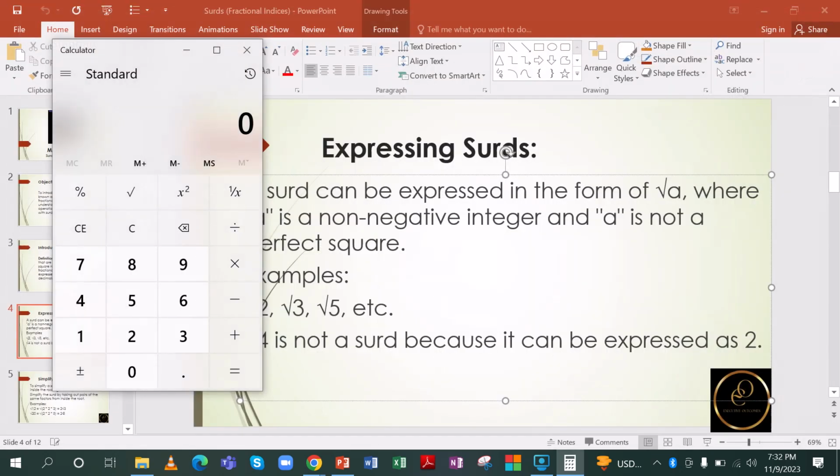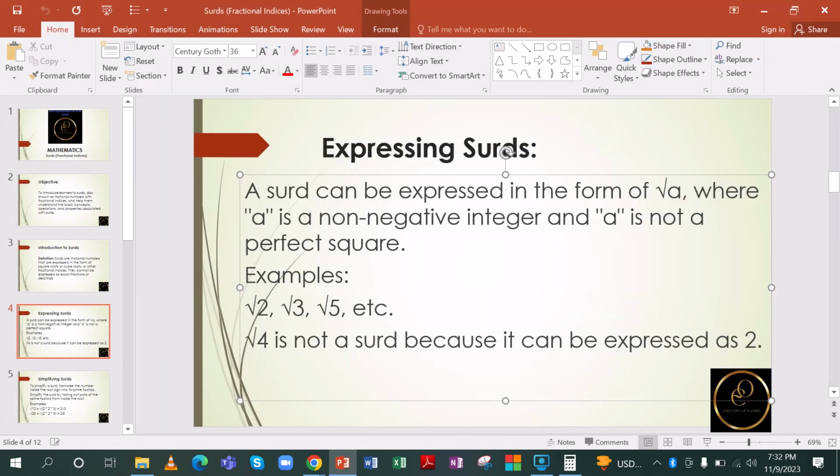Are we together? Okay. In this particular case, the square root of 4 is 2. This is a perfect square. But the square root of 2 is not a perfect square. The square root of 3 is not a perfect square. Even the square root of 5 is not a perfect square. These are examples of Surds.